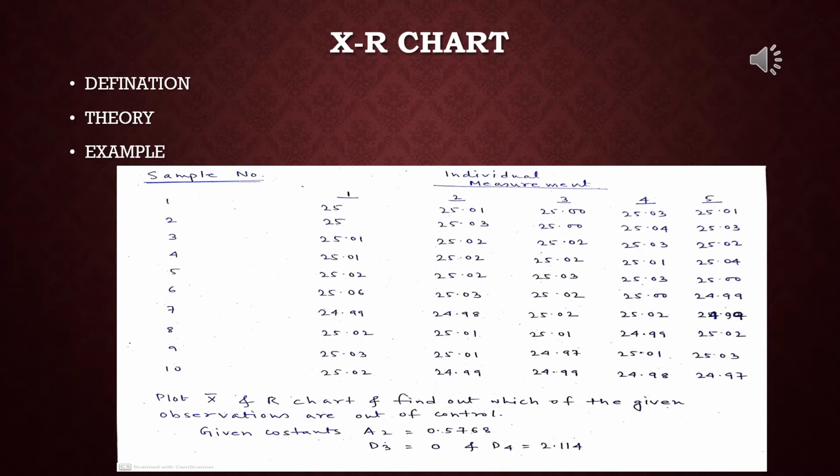For sample 1, 25 is the first result, 25.01 is the second result, again 25 is the third result, 25.03 is the fourth result, and the fifth result is again 25.01. Similarly, it continues from sample 2 to 10. We need to plot the X bar and R chart and find out which of the given observations are out of control. As I was telling you, A2, D3 and D4 are all constants and will be given to us. You can see here the value of A2 is 0.5768, D3 is 0 and D4 is 2.114.